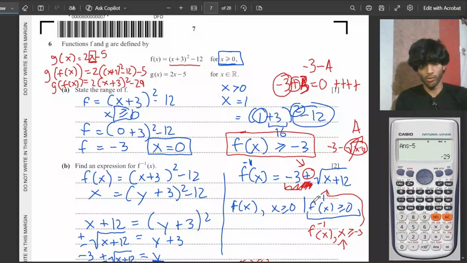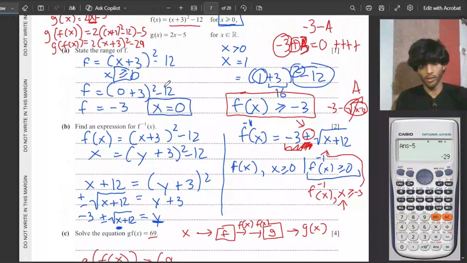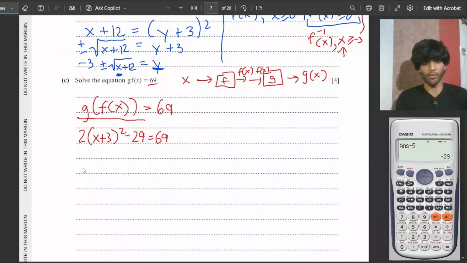Let me just put it over here: 2 times (x plus 3) squared minus 29 equals 69. Let me just check that again to see if that's correct. Yeah, okay. So I have to solve this. That means I have to find the value of x. What does solving an equation mean? It means you find the value of the unknown. Over here, x is the unknown. So you send 29 over to the other side, it becomes plus 29, and so I have 69 plus 29. That is going to be 98.